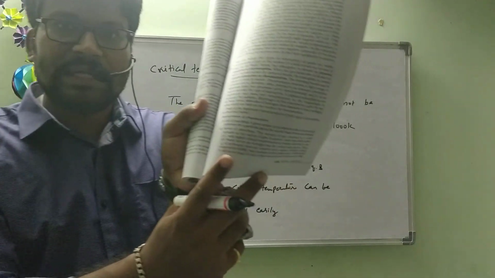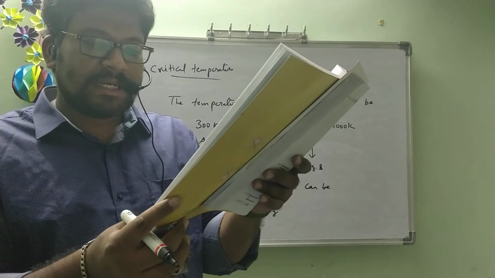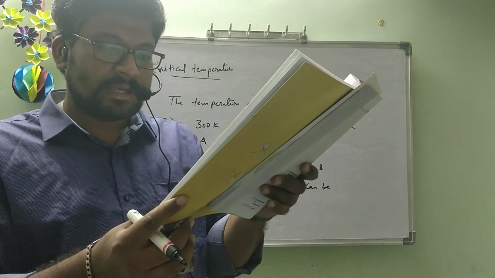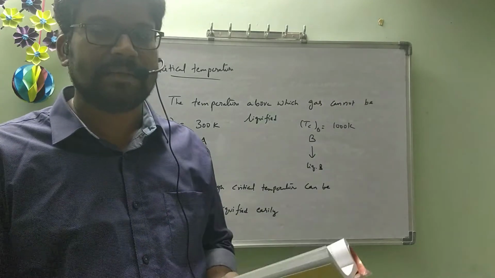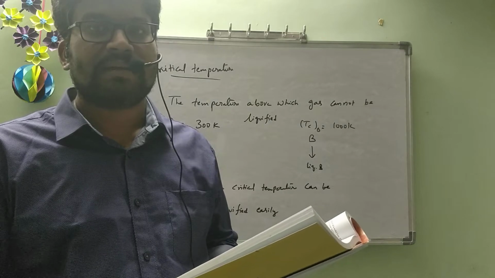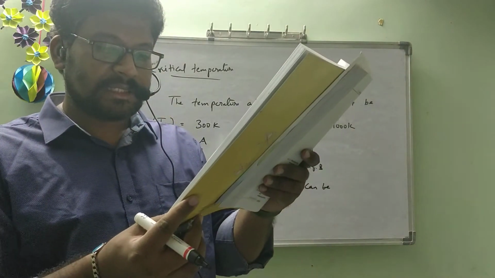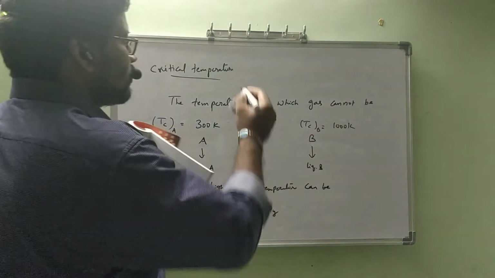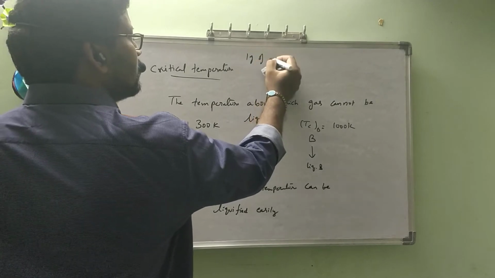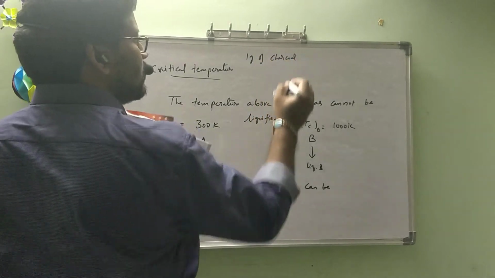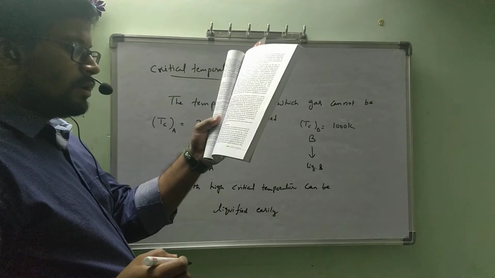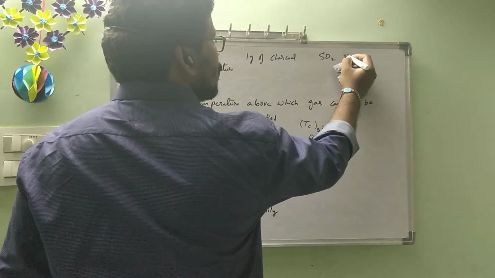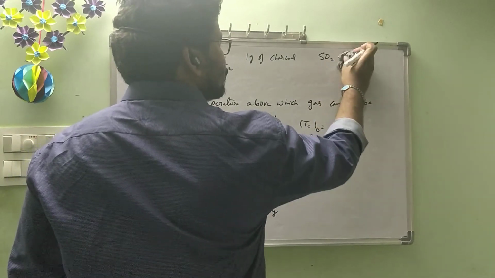In the textbook they have given: in general, easily liquefiable gases, that is with high critical temperature, are readily adsorbed, as van der Waals forces are stronger near the critical temperature. Thus, 1 gram of activated charcoal adsorbs more sulfur dioxide, SO2.